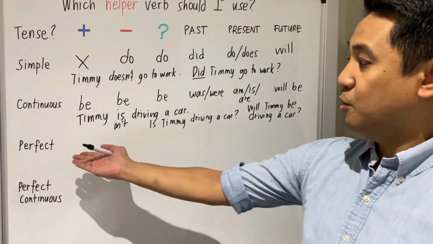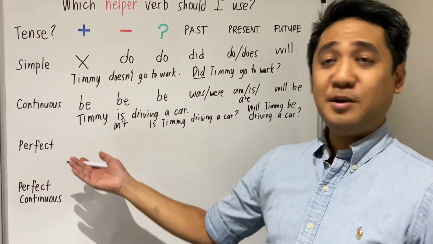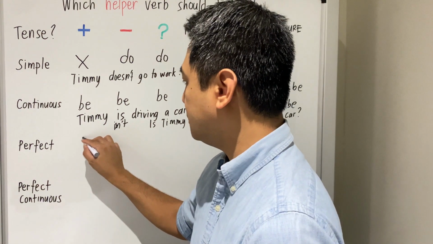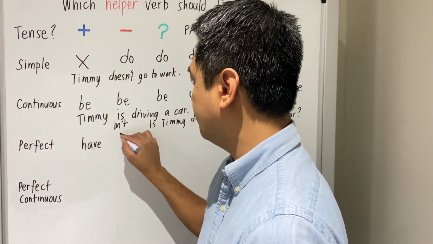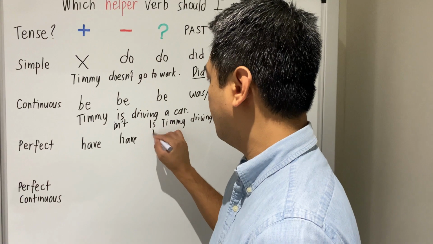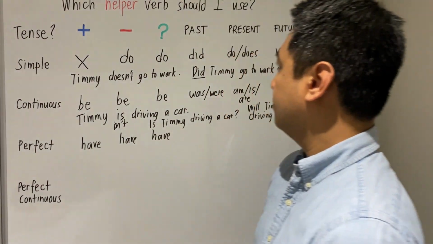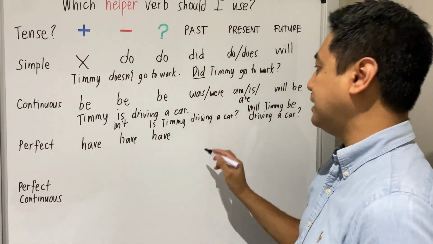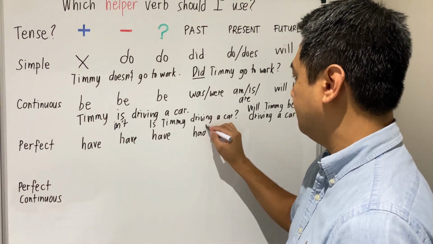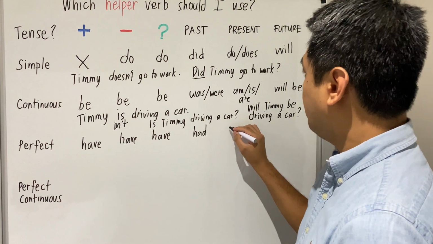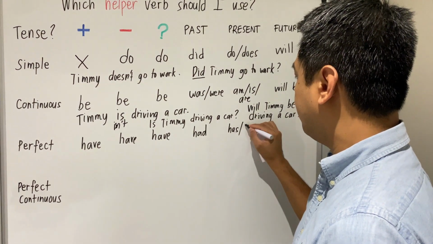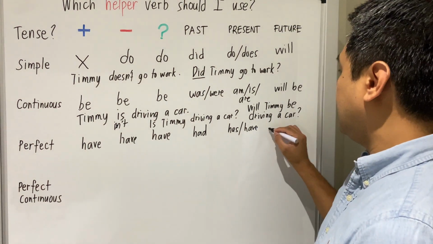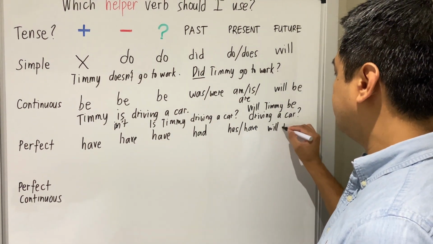Now, let's look at perfect tenses. If you're looking at perfect tenses, then positive, negative, and question, you need to use have. Now, of course, this depends on the time that you're looking at. If you want to express past, then this becomes had. If you want to express present, then it becomes has or have. Singular, plural. If it's future, then it's will plus have.